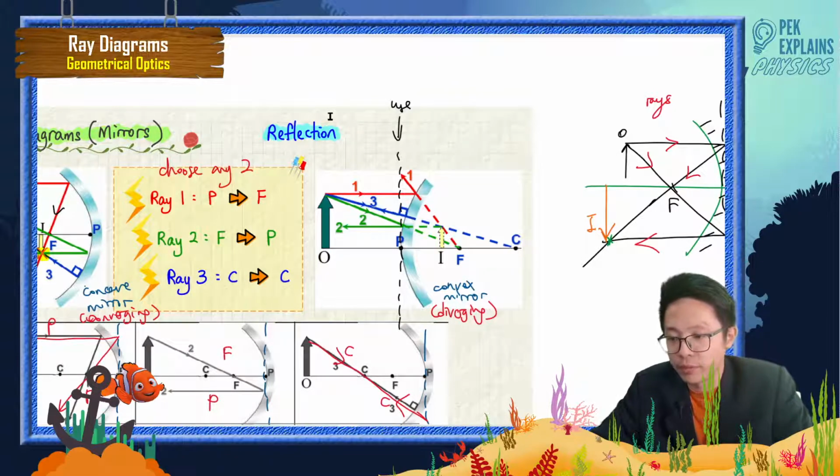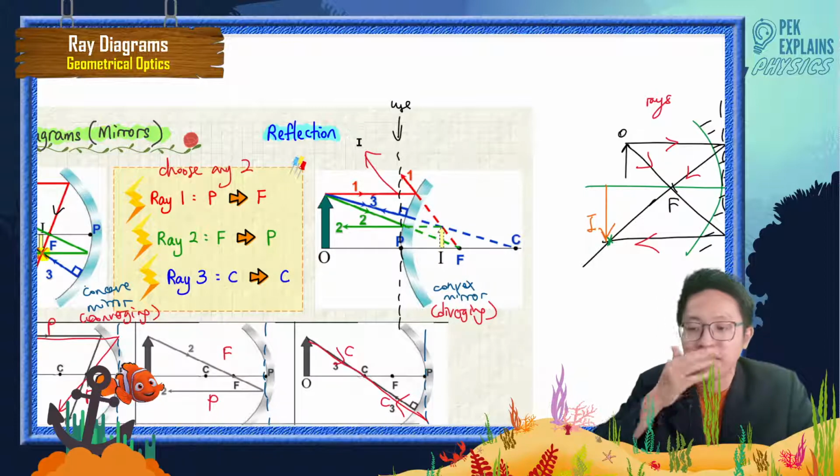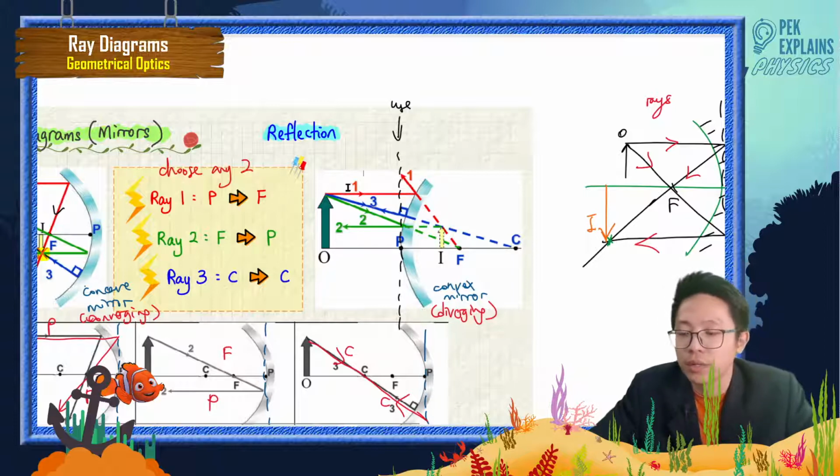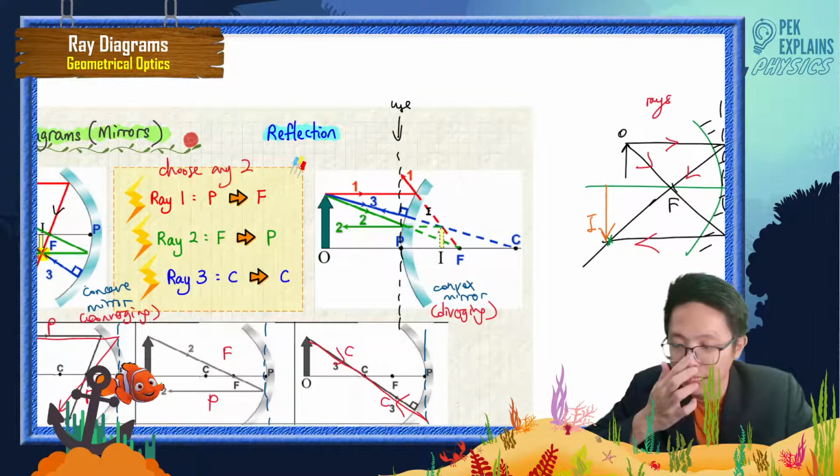Better you draw it as a straight line. Now look carefully. The first ray diverges from the focal point. For the second ray, it goes towards the focal point and diverges parallelly, and then the third ray is towards the center of curvature, back along the same path. So what does it mean by this dotted line?